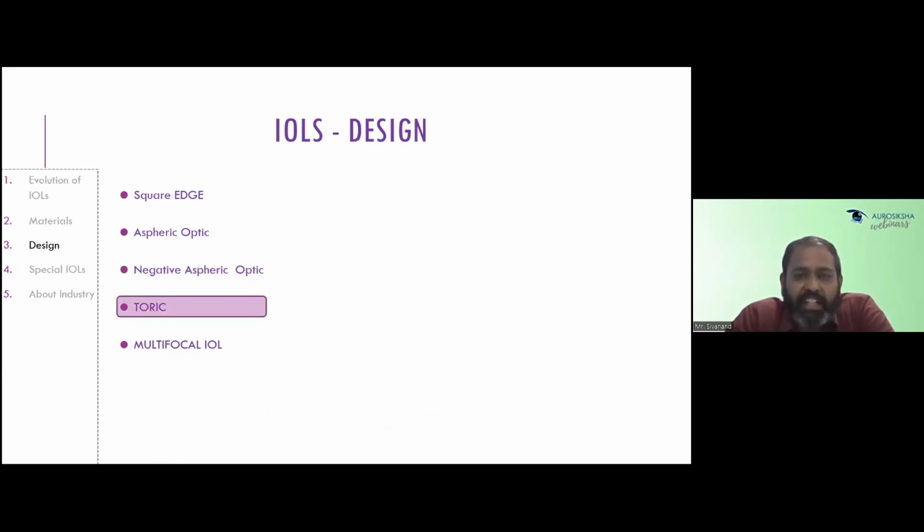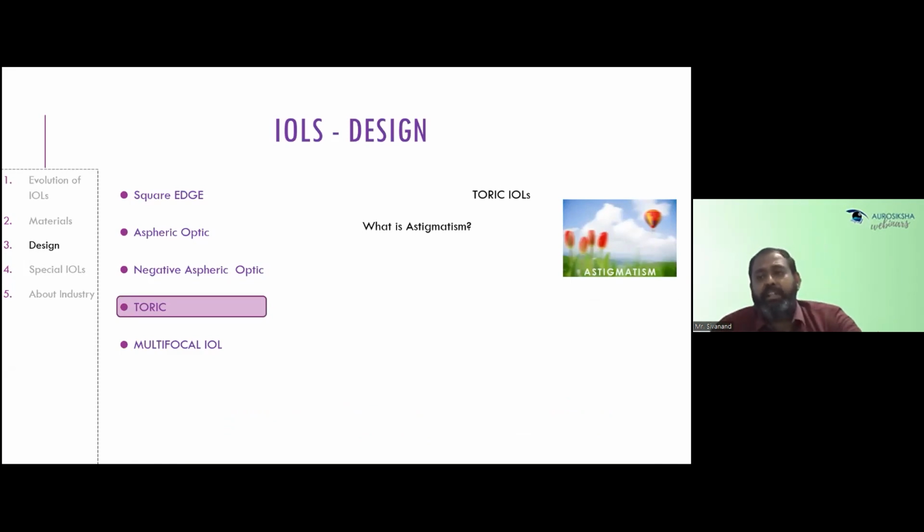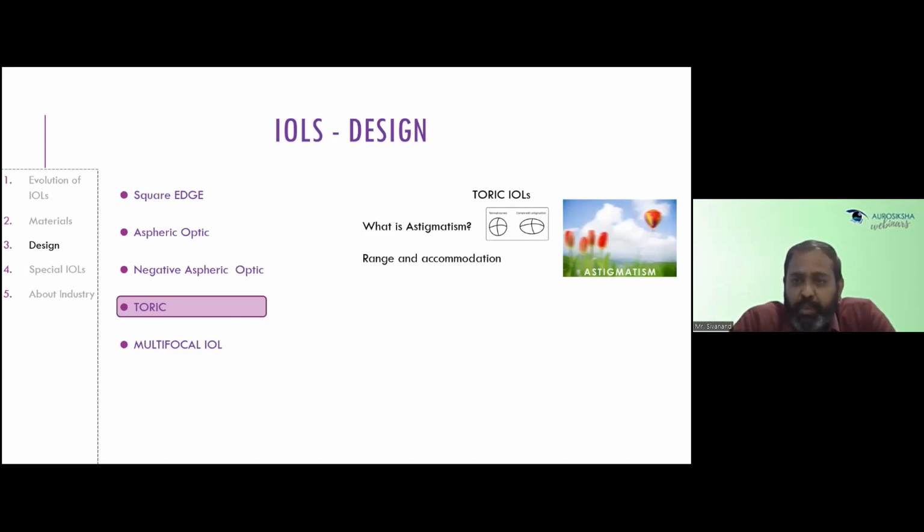Next is the toric lenses. This is gaining popularity, and very rightly so, because toric IOL gives the opportunity for a surgeon and a counselor to correct the astigmatism if a patient is having. I'm sure most of you would know what astigmatism is. A very common way to know is if they are wearing cylindrical power glasses, spectacles, when they come for cataract surgery, then we can assume that they have some amount of astigmatism.